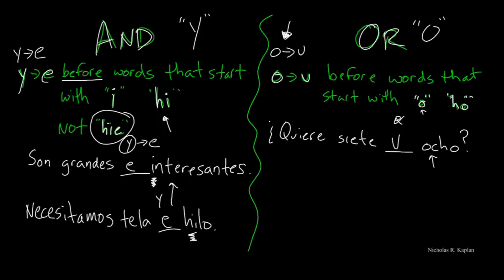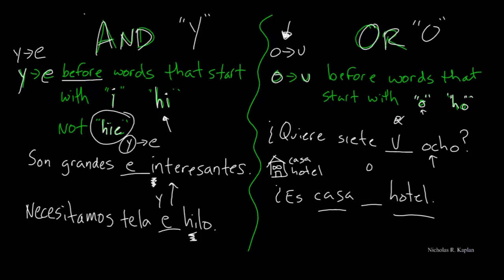Let's try another one. Let's say you're looking at a building and you can't figure out if it's a house or a hotel. If you can't figure that out, we probably have bigger troubles than just figuring this out in Spanish, but that's okay. It serves my example for today. And you might say, is it a house or a hotel? Normally we would say "o," but because this one starts with "ho," we have to change it from "o" to "u." "¿Es casa u hotel?"